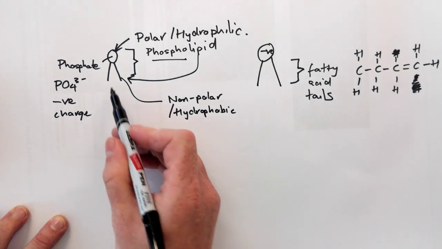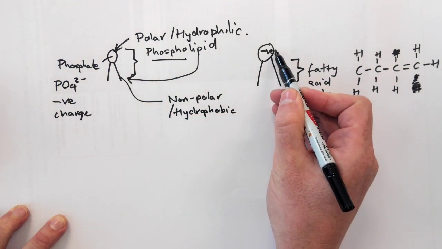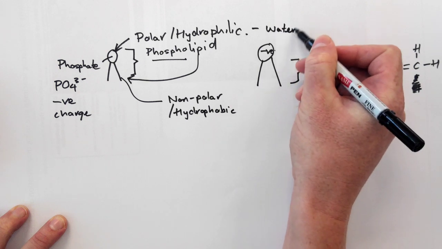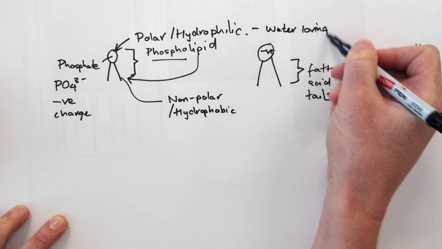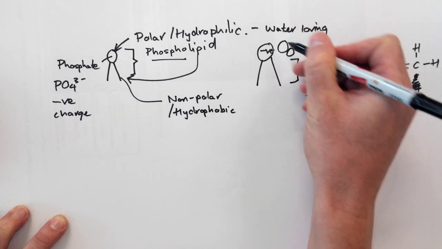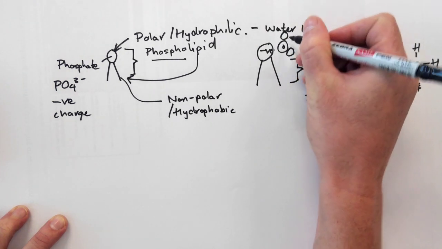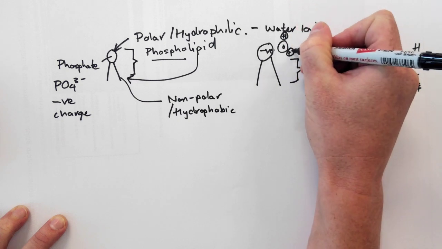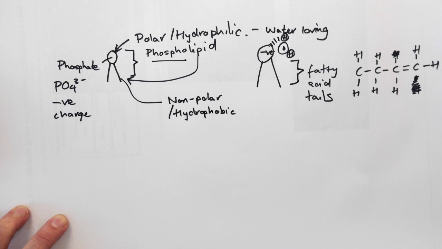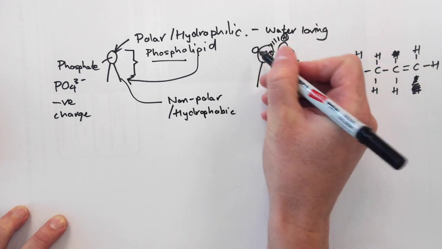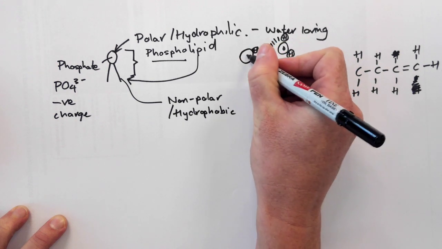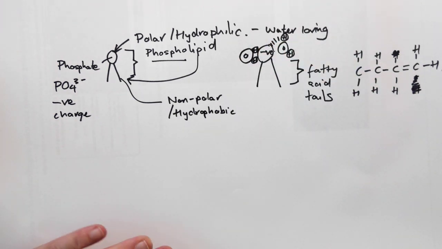If we think about these structures with a head which is hydrophilic, water loving, this part will be able to attract to a water molecule, and it would be hydrogen bonding to the hydrogen part. So let's draw that the right way around. Hydrogen, hydrogen, the oxygen would attract.